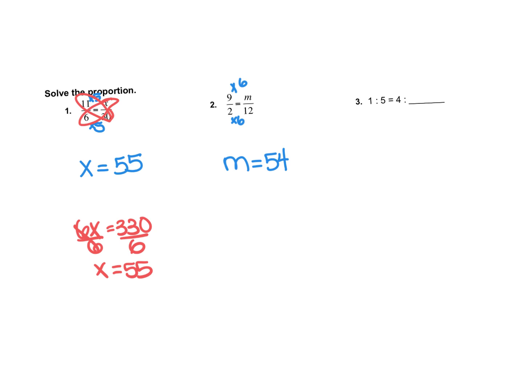So I have 1 to 5, which can be written as a fraction, 1 over 5, is equal to 4 over something. How did I go from 1 to 4 to make it equivalent? I would have multiplied by 4. So if I did that on the top, I'd have to do that on the bottom. And then 5 times 4, x would be equal to 20. Again, you could apply the cross products property, but I think for these it's just easier if you can see what you need to do. I think that's the easy way of solving those.